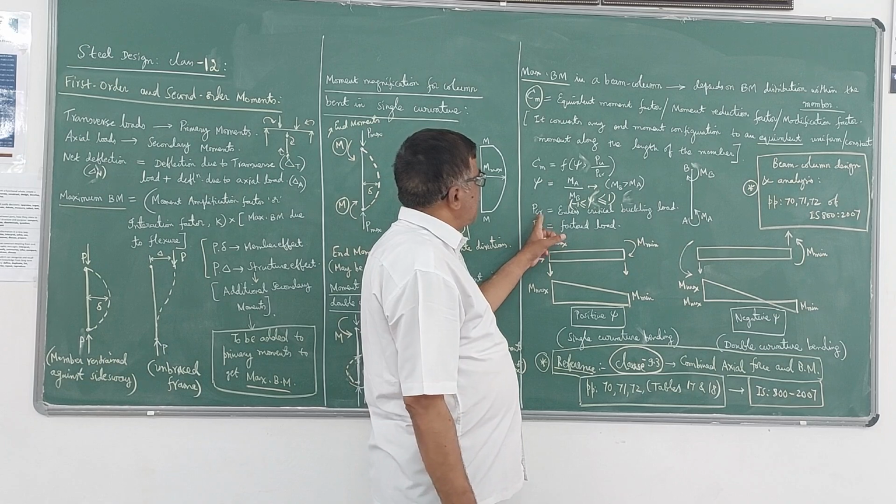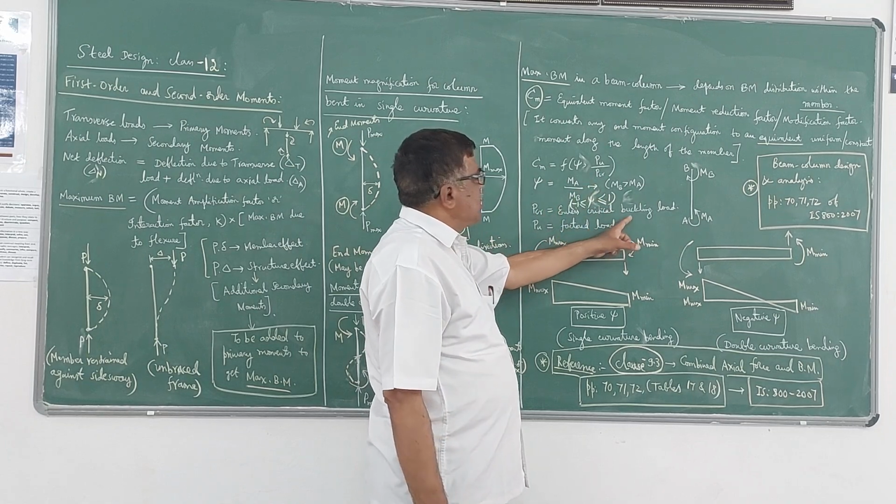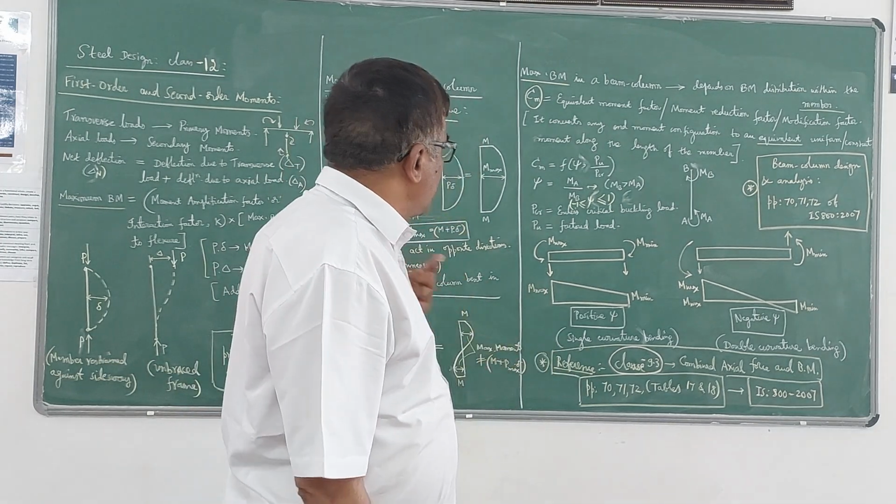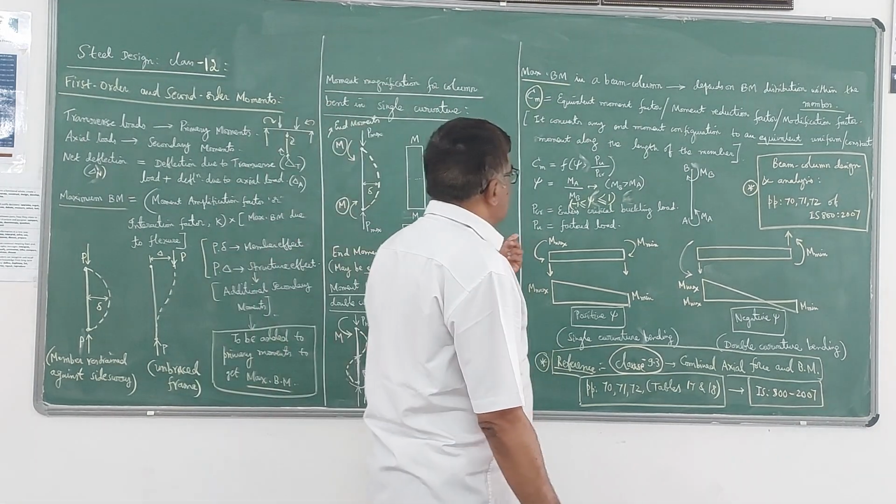PCR is nothing but Euler's critical buckling load. Of course it depends on the end conditions, as you already know from your strength of materials. So Pu is the factored load.